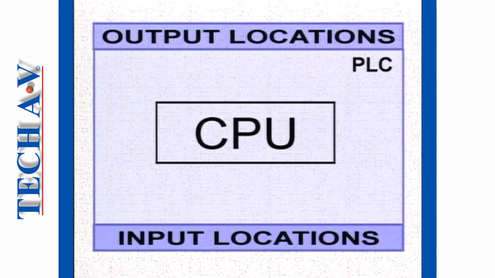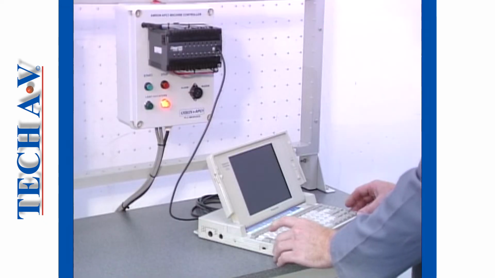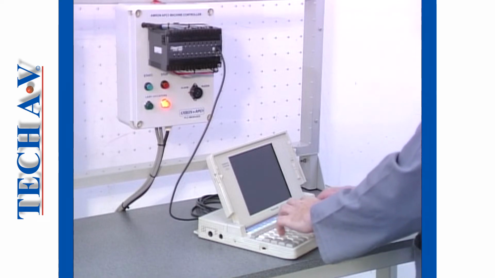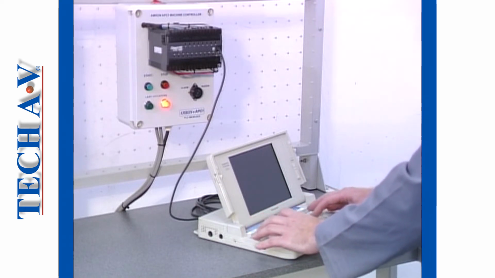This is what the processor does. With precise regularity, it checks the state of the inputs, solves the user program, and sets the state of the outputs. It is the thinking and calculating part of the controller. When we enter our user program into the PLC, it is the processor which carries out the instructions.